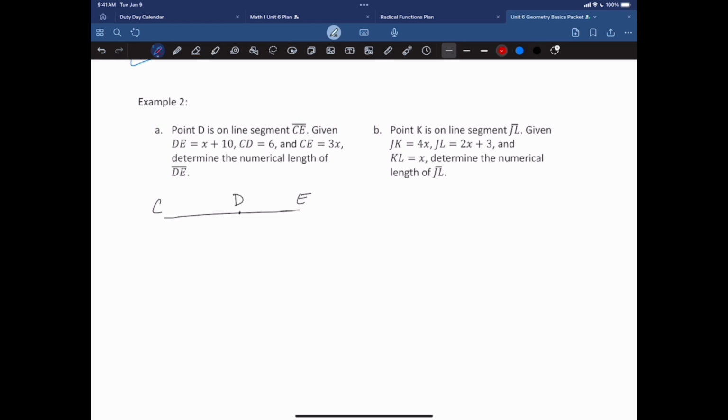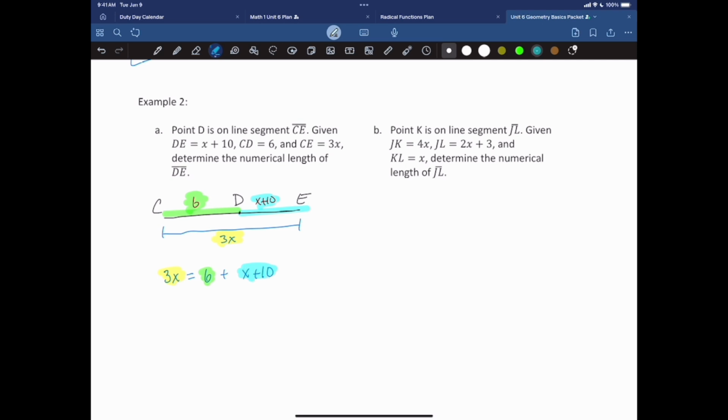All right, so we're told that DE is x plus 10. We know that CD is 6. And we now know that the total is 3x. So we're just going to use an equation to set this up, right? So we can do 3x equals 6 plus x plus 10, right? All I'm doing is taking this from the equation that we built. We have 3x's right here. We have 6's right here. I'm just taking this length right here and adding it to this length right here.